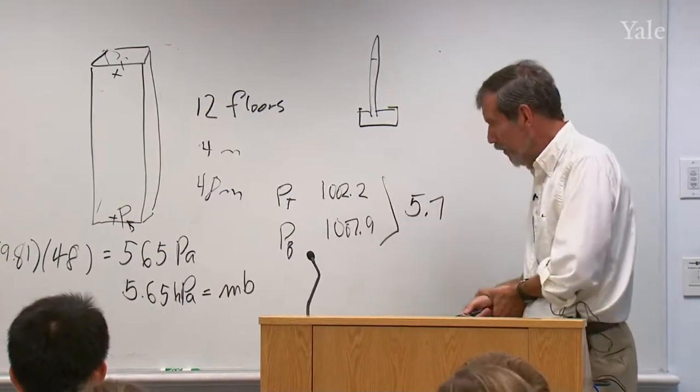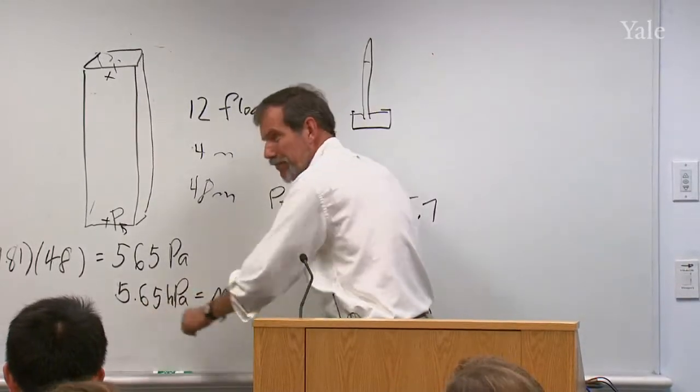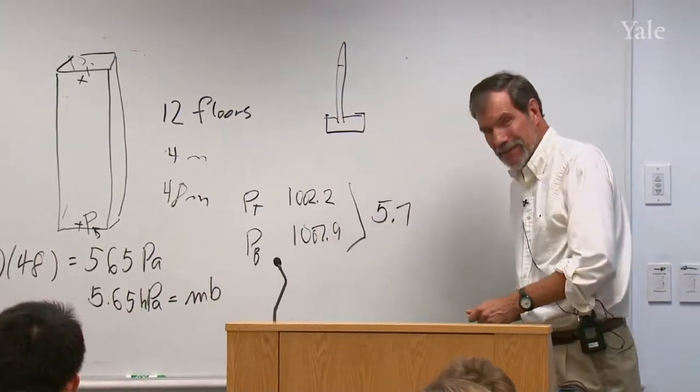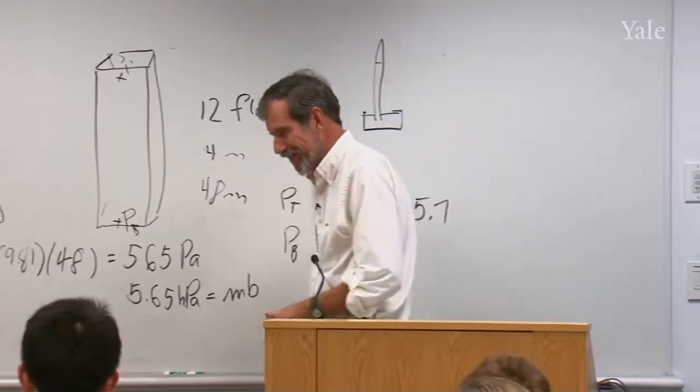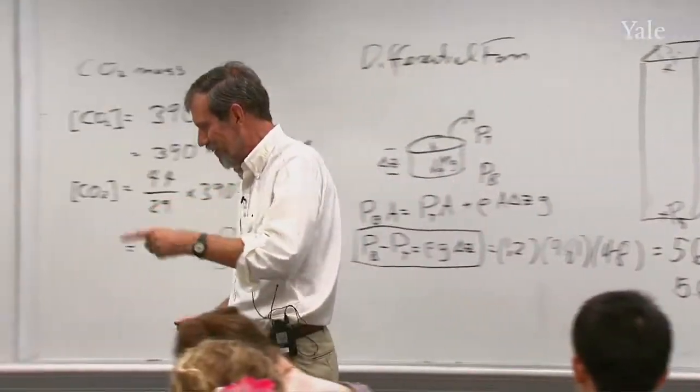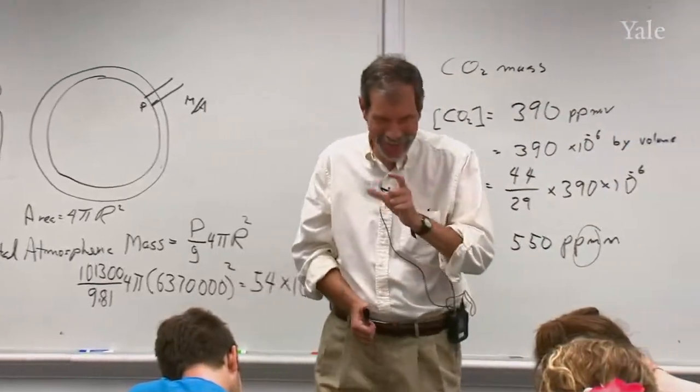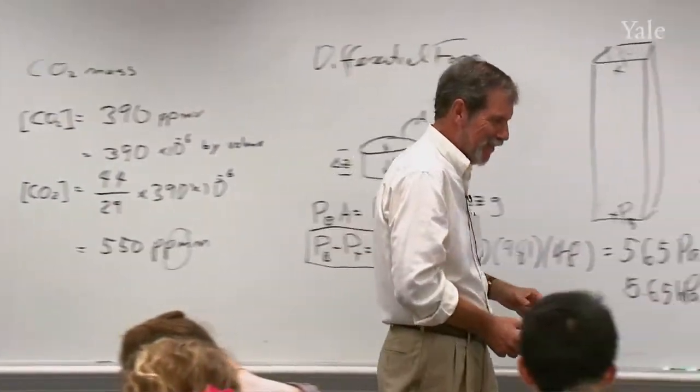Wow. Did we do good? Look at that. 5.65, 5.7. We did good on that. It doesn't usually come out that well, actually. Congratulations. You're good. You jiggled those numbers just right, so we got the right answer.